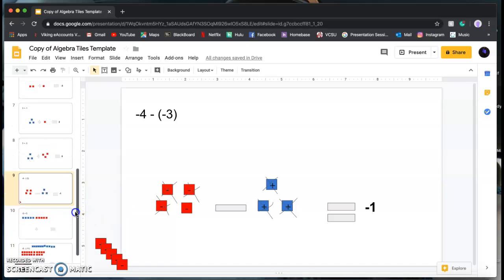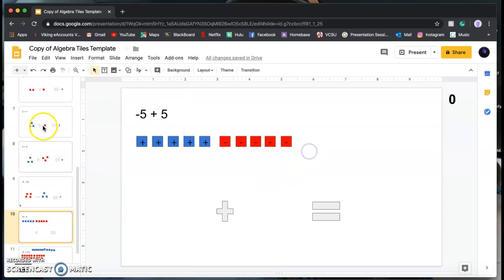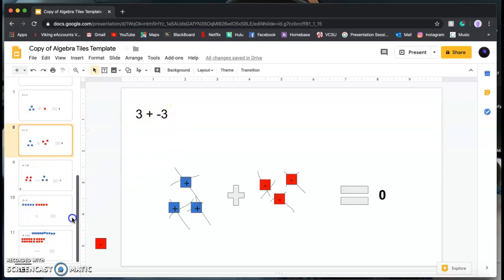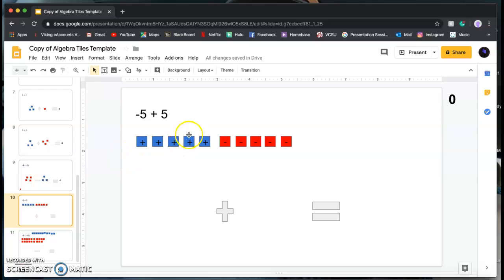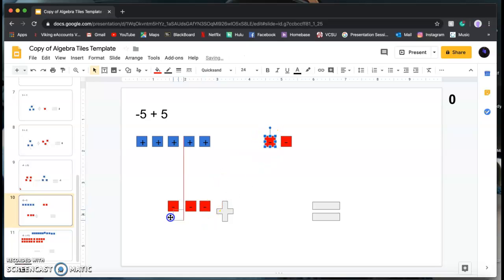Okay. My next question is -5 plus -3. This one kind of reminds me of the +3 plus -3, but it's just switched around. So I first need 5 negative tiles. And then I'm going to need 5 positive tiles.